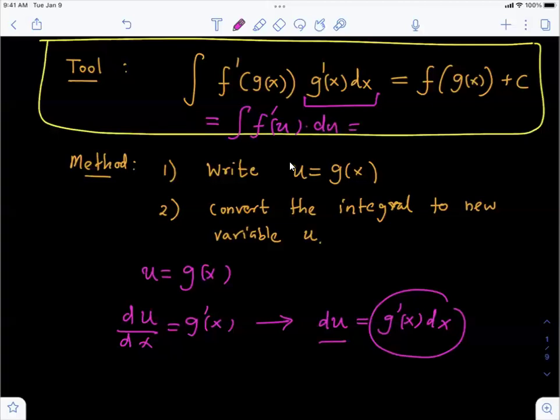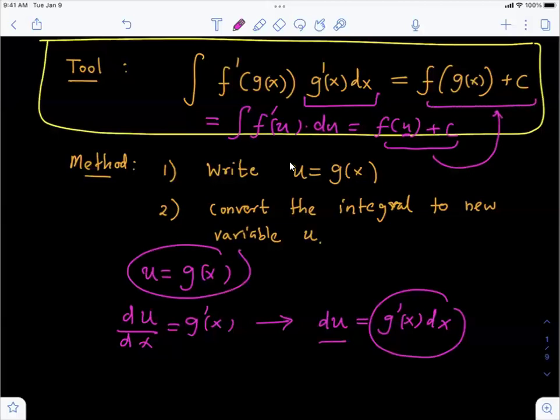Now, if you look at this very carefully, you're integrating a function f' with respect to a new variable. It's just the original function f evaluated at that particular input variable, plus C. But don't forget that u is none other than just g(x). If you replace it back, your answer will turn out to be just this right-hand side. Now, that is exactly the method that we are going to use.